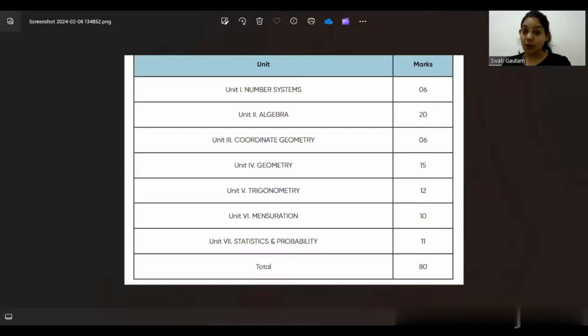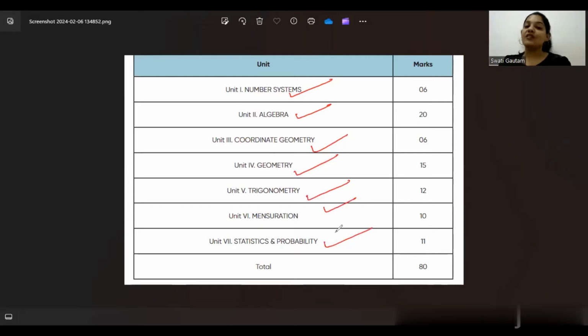So I'm sharing my screen with you to tell you how many units you have in your maths book. In your class 10th maths book, you have 7 units. These are the units you have in your maths book. Unit first is all about the number system. Unit 2 is all about algebra. Then you have coordinate geometry. Then you have geometry, trigonometry, mensuration, statistics, and probability.